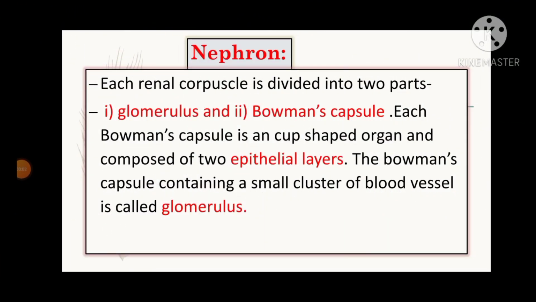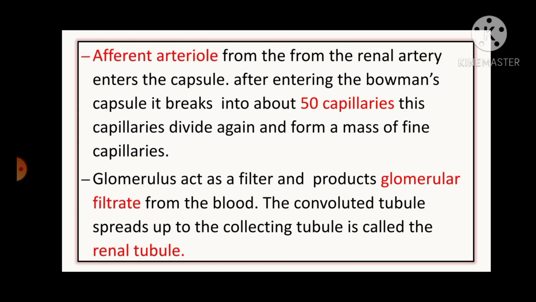Now I am telling detail about a nephron. Each renal corpuscle is divided into two parts: number 1, glomerulus, and number 2, Bowman's capsule. Each Bowman's capsule is a cup-shaped organ composed of two epithelial layers. The Bowman's capsule, containing a small cluster of blood vessels, is called glomerulus.